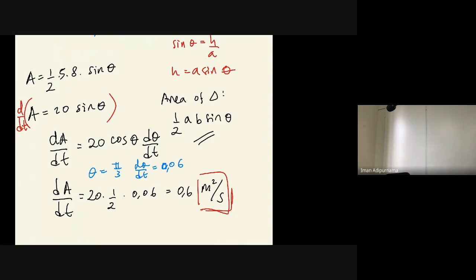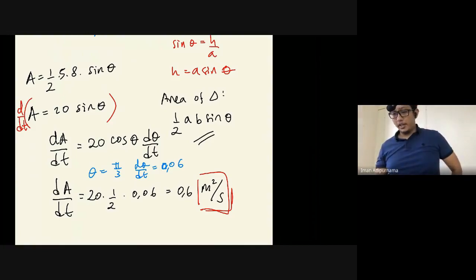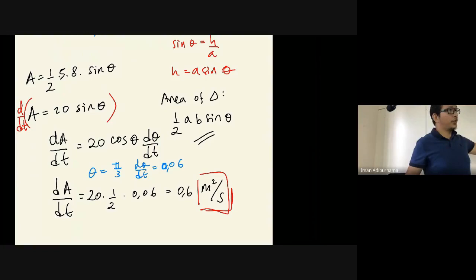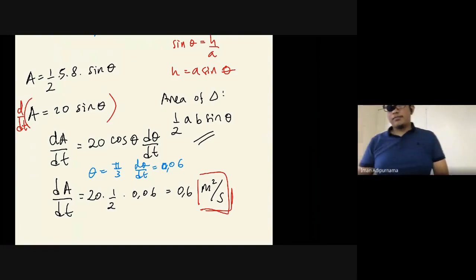Okay, I think I will stop here, and we will continue next Tuesday. I will continue a little bit of related rates and some exponents, just a quick review, and linearization, and that will finish our chapter 3. Okay, that's all.